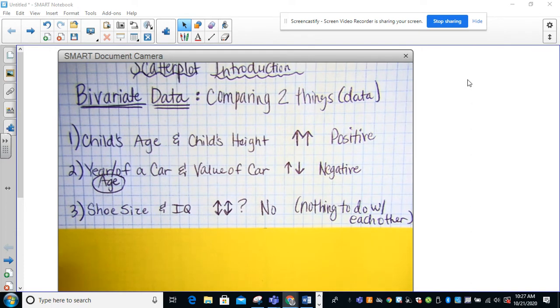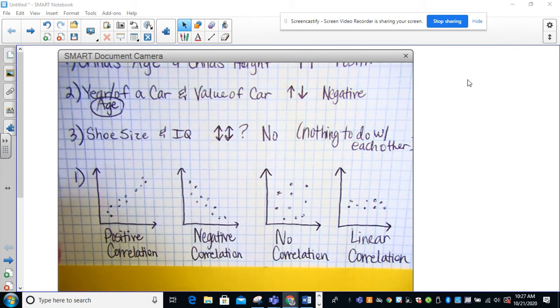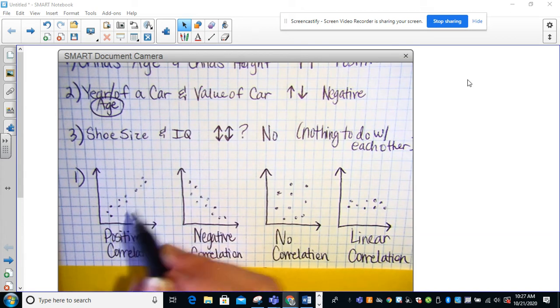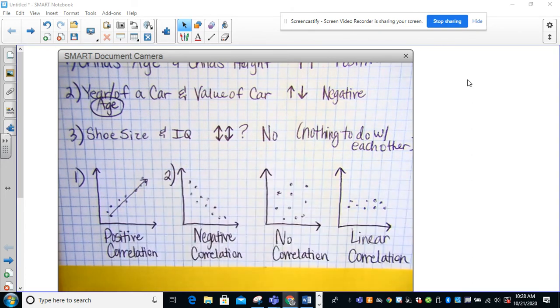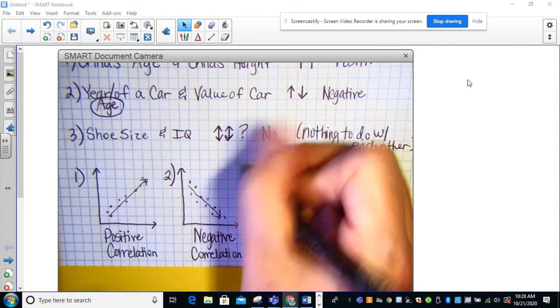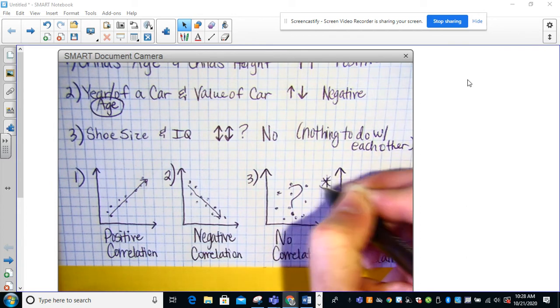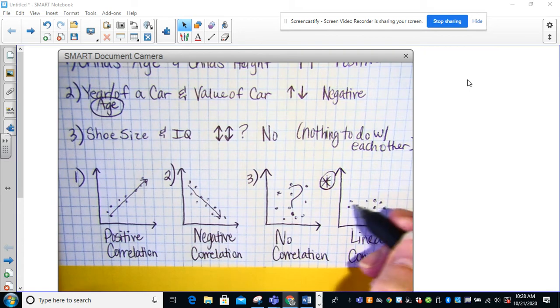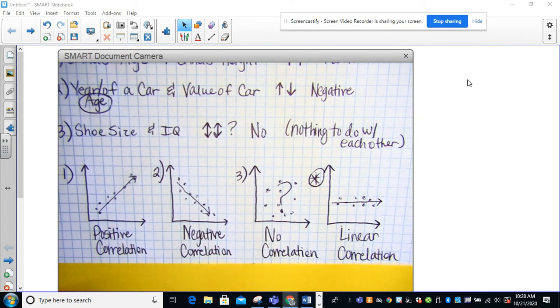So here's what these would look like. Here's number 1, positive. If you want to draw a little small graph and put the dots, you see they're overall going uphill. This one's number 2. The dots are overall going downhill. This one is number 3, no correlation. They're all over the place. And this is just an extra one when all the dots are in a line, but it's horizontal, or it could be vertical. That's a linear correlation.